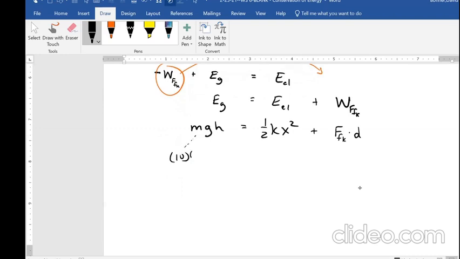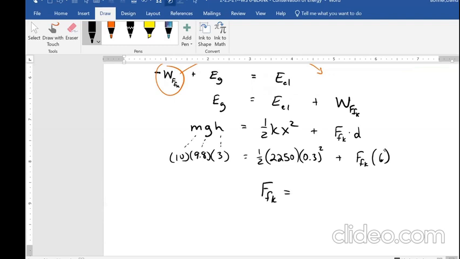we have 10 for mass, 9.8 for gravitational field. Our initial height above 0 was 3. We have 1/2. K was 2,250. Our x is 0.3 meters. We got to make sure we square that. Force friction we're trying to solve for, and then the distance is 6 meters. If we do our algebra correctly, we should get 32 newtons. Technically, that should be a negative because friction is negative, but I'll just get the absolute value here as a number value for the strength.